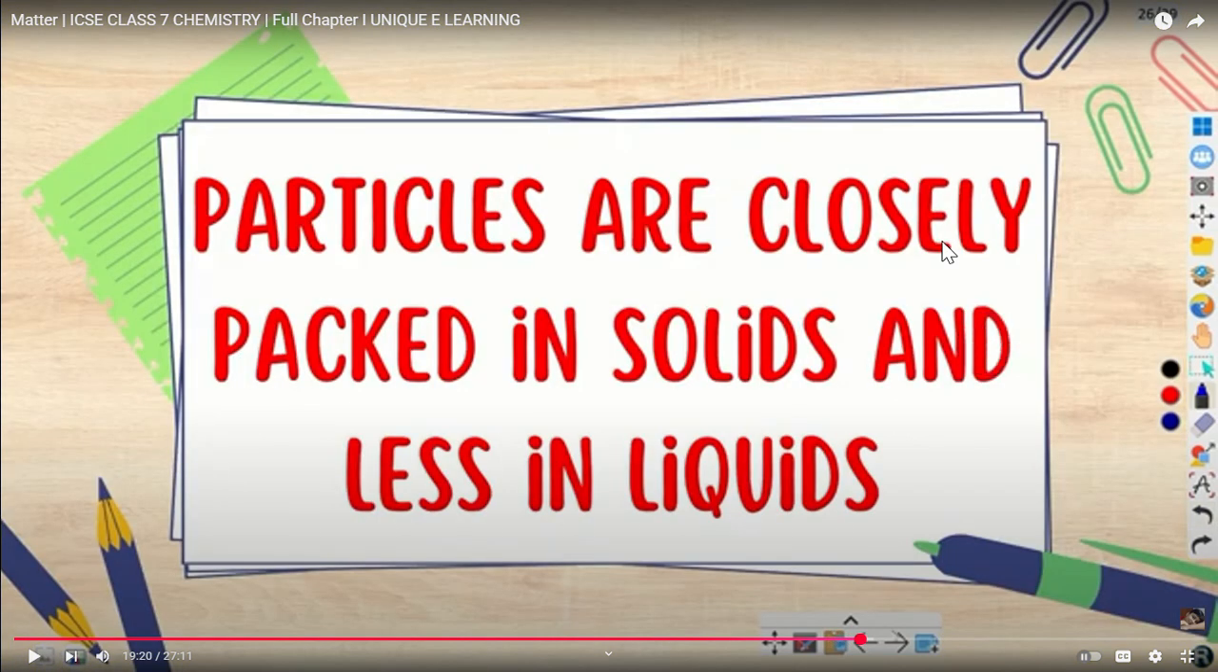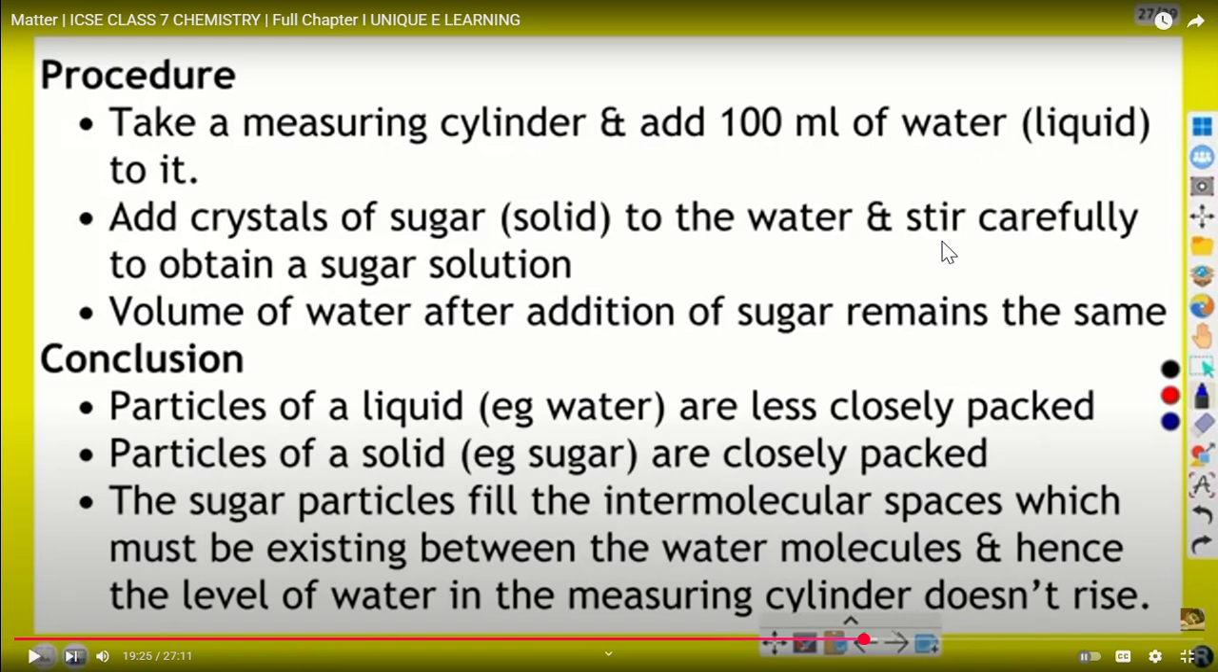Particles are closely packed in a solid and less so in liquids. Take a measuring cylinder and add 100 ml of water, a liquid, to it. Add a crystal of sugar, a solid, to the water. However, the water level after addition of sugar remains the same. Particles of a liquid are less closely packed; particles of a solid are closely packed. The sugar particles fill the intermolecular spaces existing between the water molecules, and hence the level of water in the measuring cylinder doesn't rise.